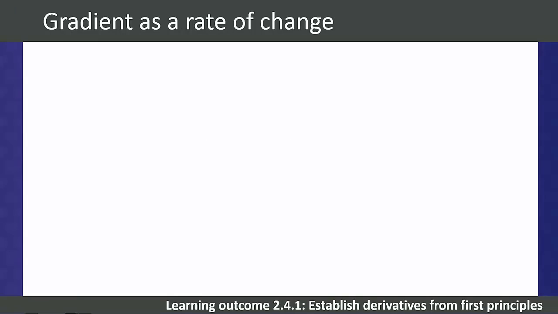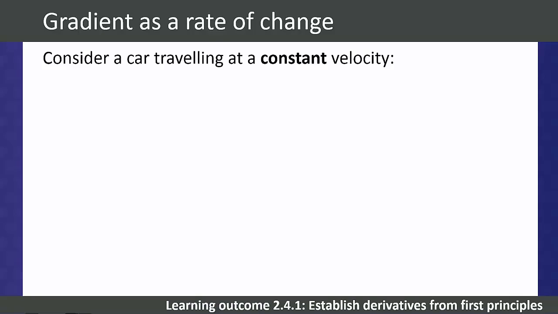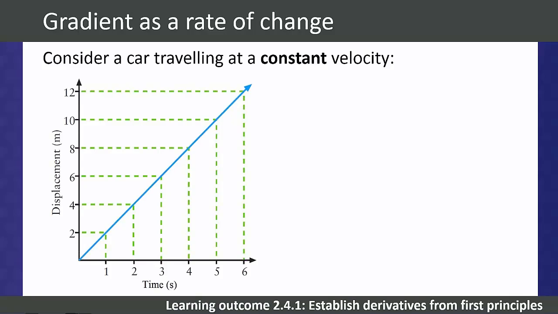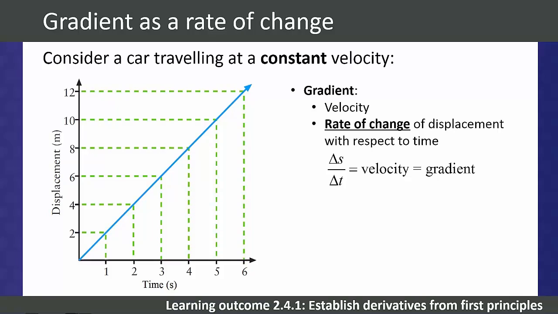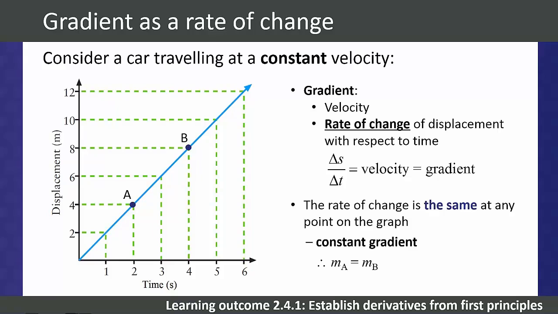Students should be familiar with the concept of the derivative as an instantaneous rate of change from Level 3. Lecturers may need to revise this concept with students, so we will take a look at some revision of the theory. Let's consider a car travelling at a constant velocity. This can be represented by a straight line graph. The gradient of the line gives us the velocity of the car, which is the rate of change of displacement with respect to time. In this example, the rate of change is the same at any point on the graph.